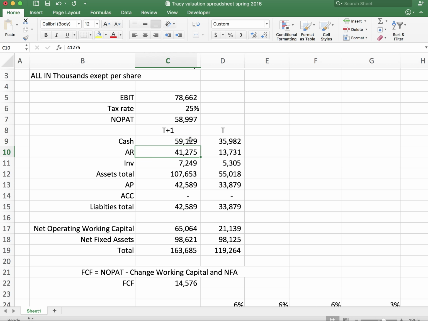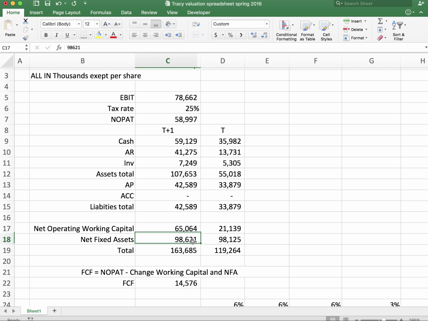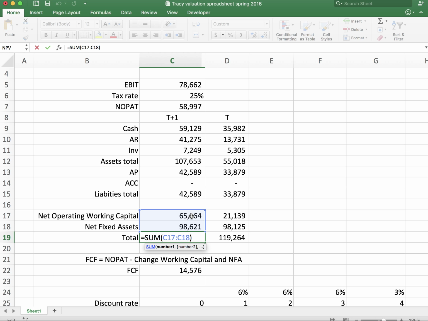The cash, accounts receivable, and inventory are numbers that you get from the balance sheet. Assets you're going to calculate. The total you're going to calculate. Accounts payable and accruals you're going to get from the balance sheet. Liabilities total you're going to calculate. You're obviously going to calculate the net working capital, which is simply the assets minus the liabilities. Net fixed assets you're going to get from the financial statements. And of course the total is simply the working capital plus the net fixed assets.